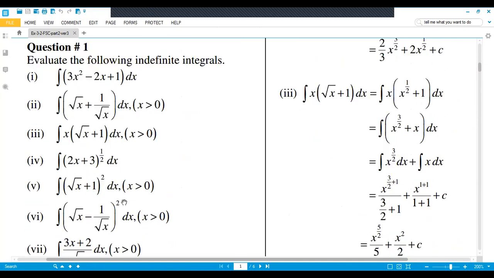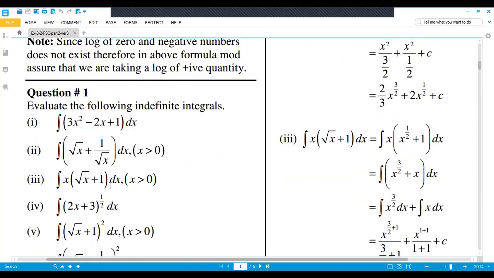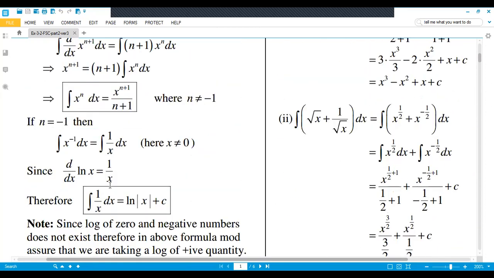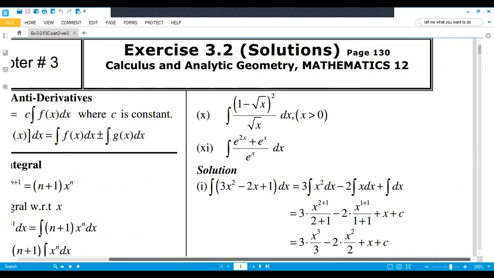Come to question number 1. Question number 1 is: evaluate the following indefinite integrals. You have been given these integrals, you have a total of 11 parts in this. Some parts I'll discuss with you and some you will do by yourself.